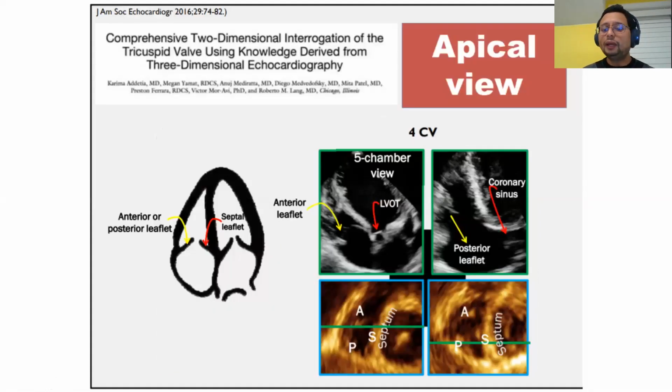All right, what about the apical four-chamber view? The more anterior we are, this is the anterior leaflet of the tricuspid valve. The more posterior we are, as we see the coronary sinus, that is the posterior leaflet of the tricuspid valve. So this is anterior, this is posterior. We know this is the septum because this is the interventricular septum.